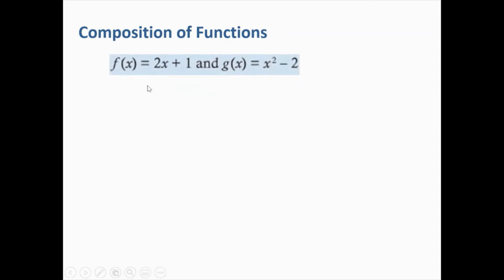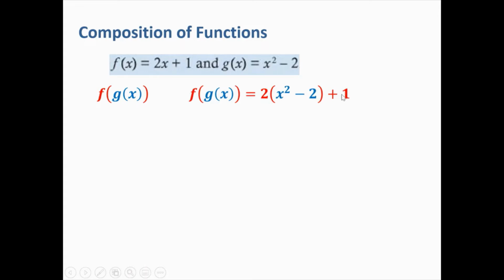Let's say you're given one function, f of x equals 2x plus 1, and another one, g of x equals x squared minus 2. If we said, let's compose those two, that means one of the functions is inputted into the other. In this case, we have f of g of x. That means the g of x function must go into the f of x function. What that gives us is this.